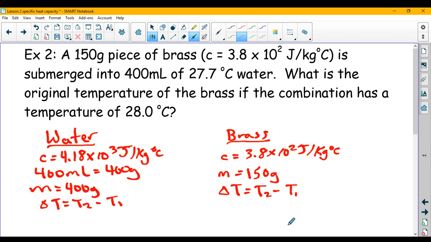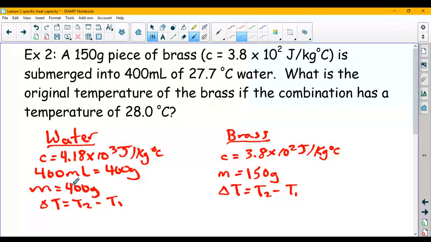In this second example, I have two objects. I have a piece of brass inside of some water, and they've given me some of the information, and I've already organized it for us. I know the C value for water is 1.48 times 10 to the 3 joules per kilogram degrees Celsius, and I know the C value for brass. It's given in the equation.